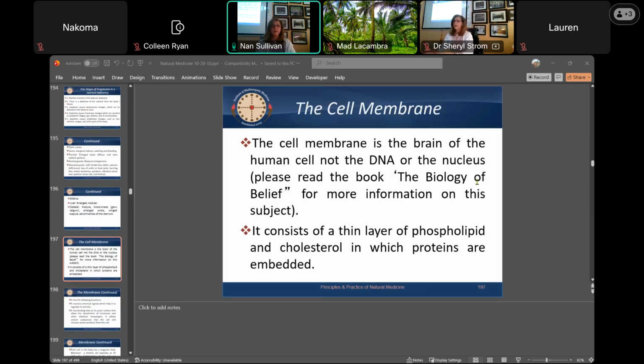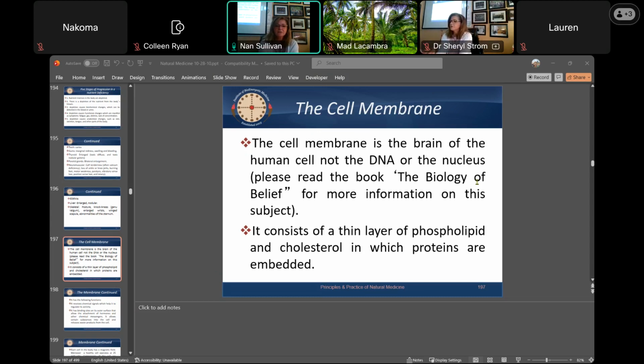Okay, the cell membrane. The cell membrane is the brain of the human cell, not the DNA or the nucleus. So you do have to read The Biology of Belief. I didn't recommend that; Dr. Sullivan is recommending it. I didn't read it. But if you can find that book, certainly look it up.